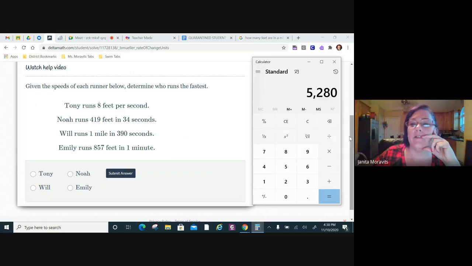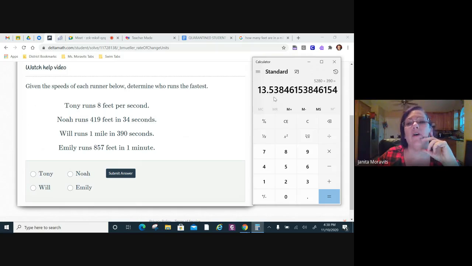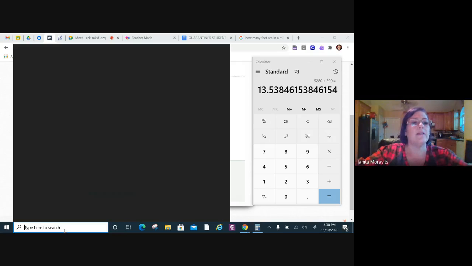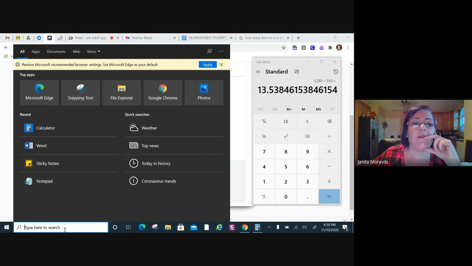5,280 divided by 390 seconds. So he runs 13.5 feet per second. All right, you may have to write that down and remember that. 13.5 feet per second. I'll tell you what we'll do. We will make a sticky note so that we can see this. I'm going to make a new note.